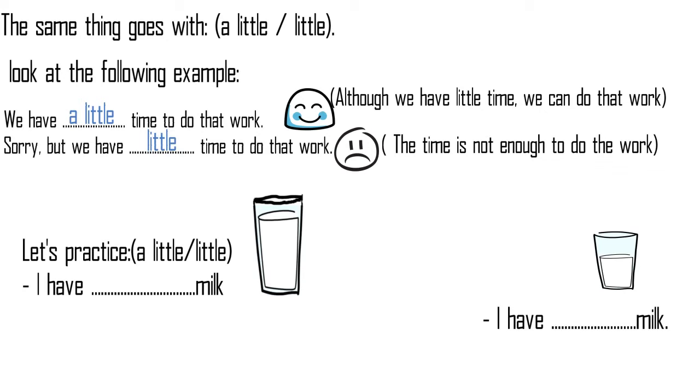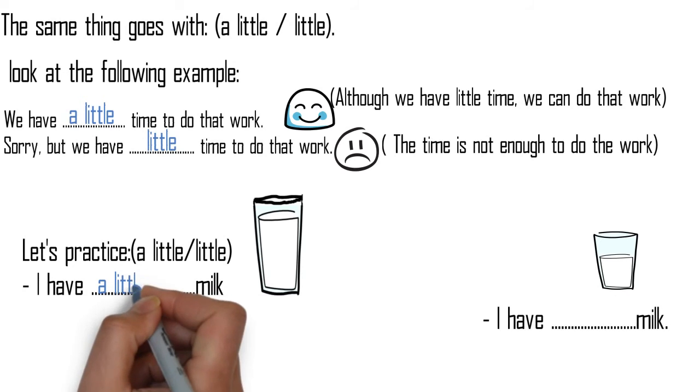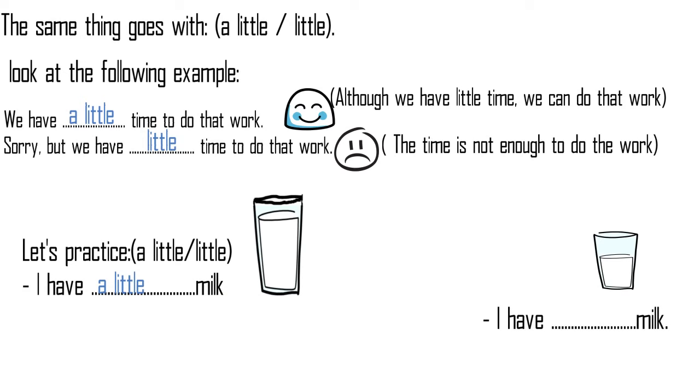Now in example number 1, we're gonna say I have a little or little. Look at the picture. I have a little milk, because as you can see, the milk is little, but it's enough. Whereas in number 2, I have little milk. It's not enough.